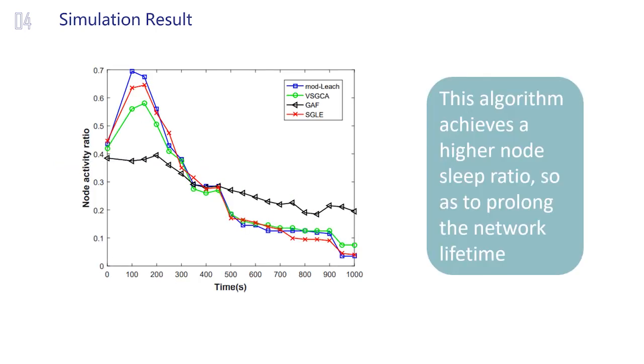The figure shows the comparison of the working node ratio with the operation of the network. The working node ratio of the SGLE algorithm is lower than that of the other three algorithms. This is because the SGLE algorithm sets a more reasonable node sleep scheduling mode, and the nodes can achieve energy load balance.